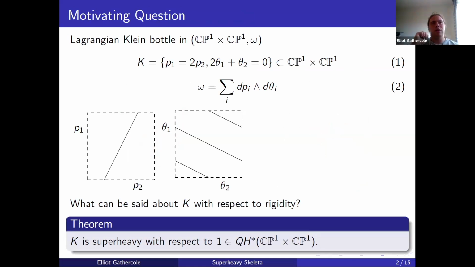And what I'm going to outline the proof of is, in this case and for other related examples, that this K is superheavy with respect to the identity in quantum cohomology. I will explain a bit more what that means later.